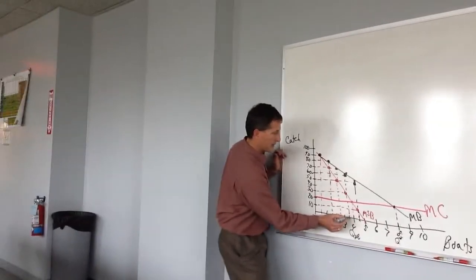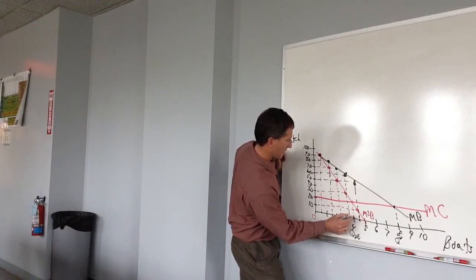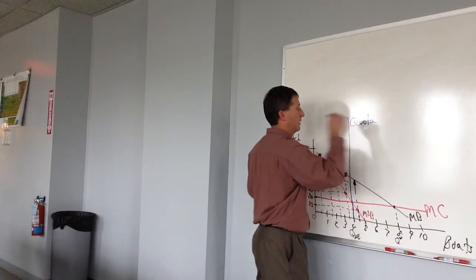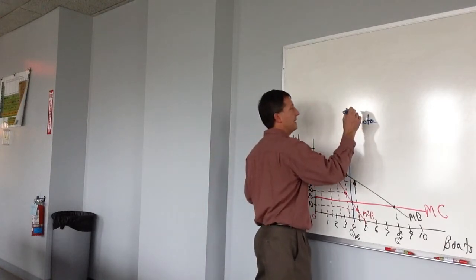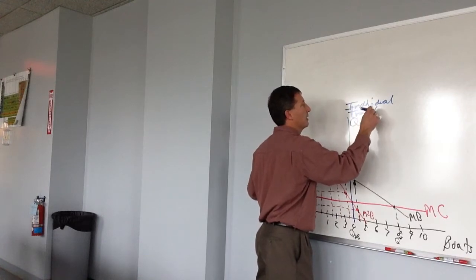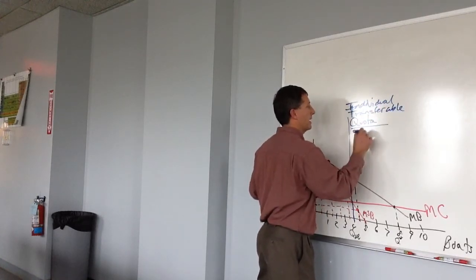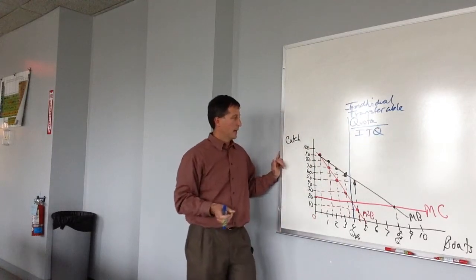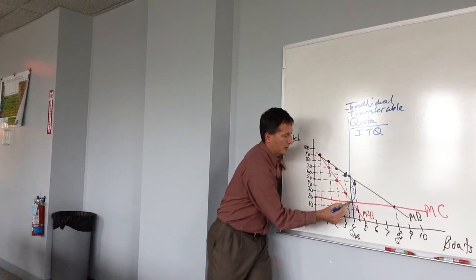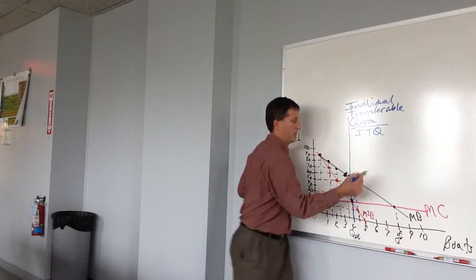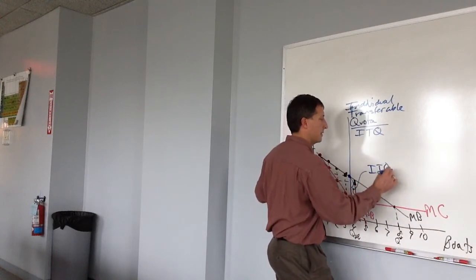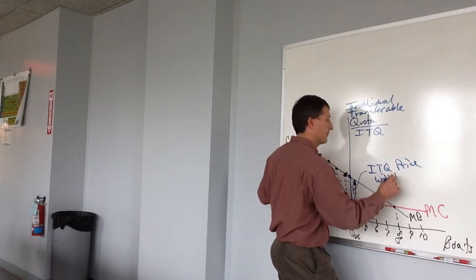So the quota, once again, was at our allocatively efficient point. So this is the quota. And what we're going to do is create an ITQ, an individual transferable quota, an ITQ. And by doing that, that's going to allow the permits to be sold for this amount. The ITQ price will be $40.